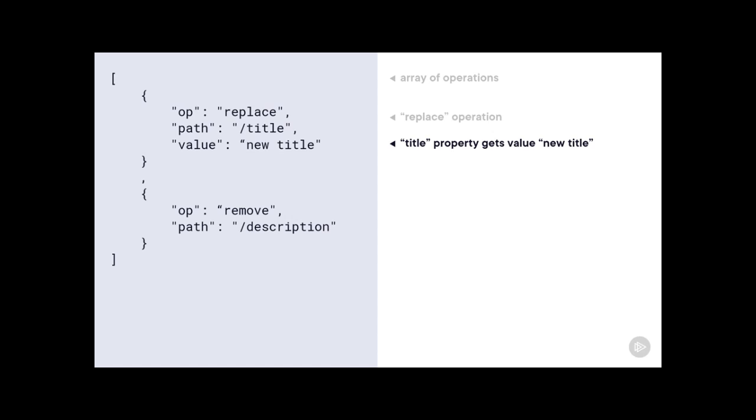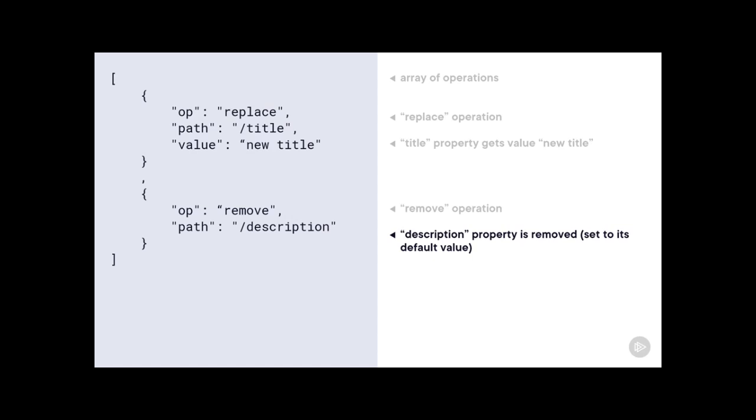The second operation removes the description of a movie. The operation is set to remove and the path is thus set to description. There is no value, as the property will be removed. Removing, for most systems, means setting the field to its default value. For some dynamic systems, it can mean effectively removing the property from the resource.